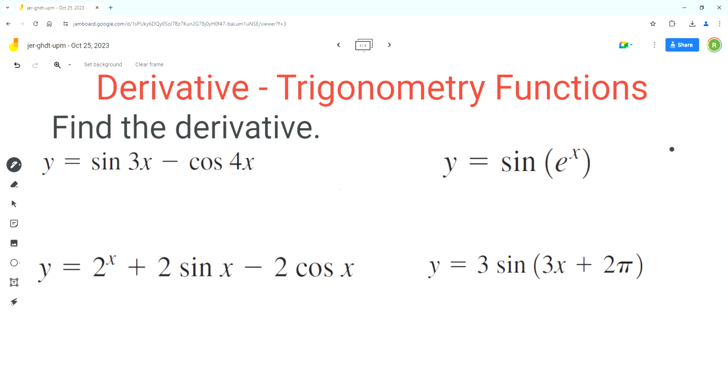So in this video, we'll find the derivative of these trigonometry functions. So let's start with the first one. Y equals sine 3x minus cosine of 4x. Now this function y is made up of two trig terms and they are being subtracted. So we'll have to find the derivative of both of these trig terms.